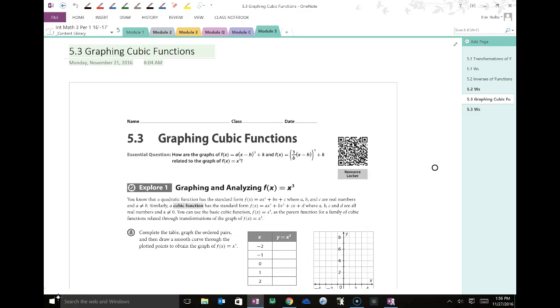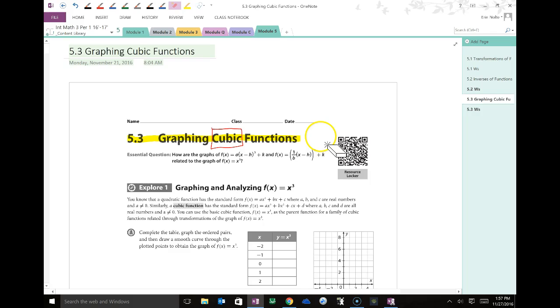Hi guys, today's lesson is over 5.3, which is called graphing cubic functions. Today we are going to learn about the cubic function specifically. A cubic function is a function that is to the third power. In the last section that we were working on, we did quadratic stuff. So today we're going to be specifically working on just cubics.